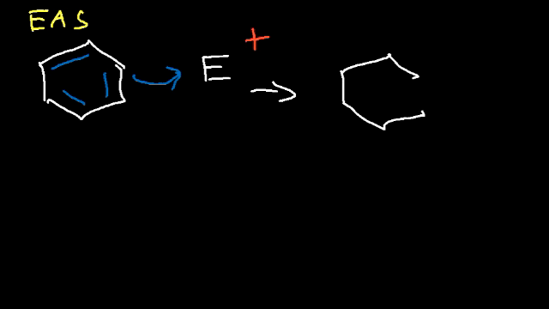Now, another thing I want to mention, let's say we have a benzene ring. In an EAS reaction, where the benzene ring reacts with an electrophile, once the benzene ring reacts with an electrophile, it puts a positive charge on the ring.